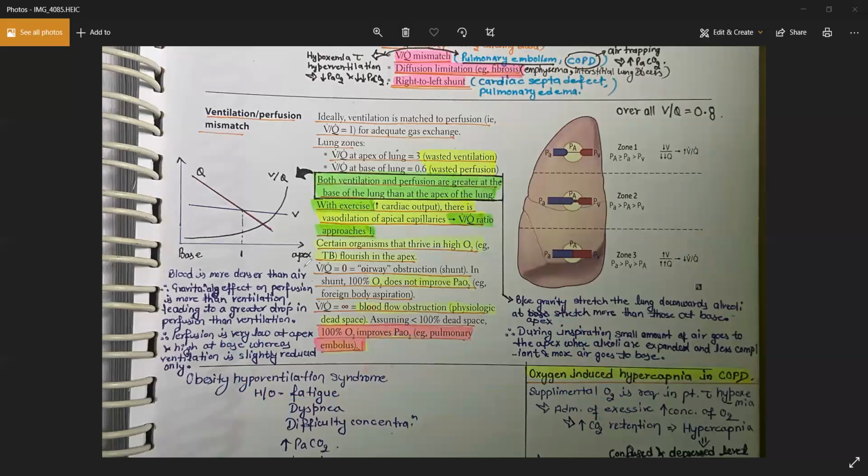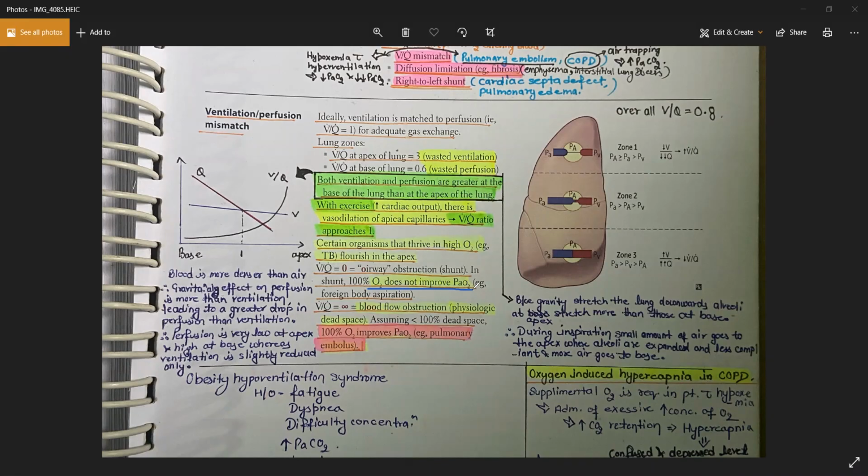Now, whenever an obstruction in the airway happens, you can imagine it like this: the blood is directly passing from the right side of the heart to the left side without passing through the lungs. So even if you give air, the blood is not passing through these areas. Even if you give the patient 100% oxygen, this does not improve the patient's condition, or it could be slightly improved, but not as much as it should be.